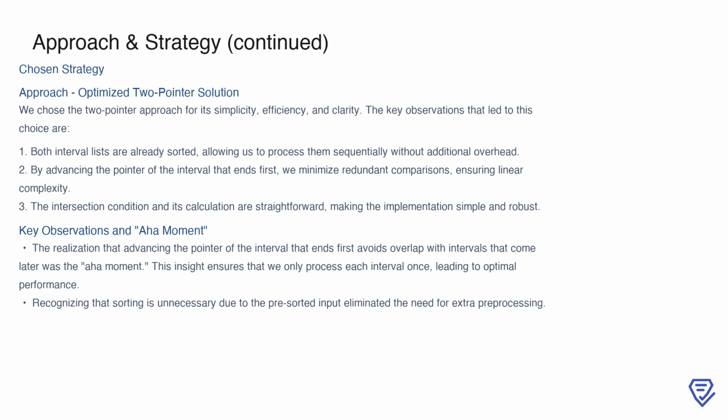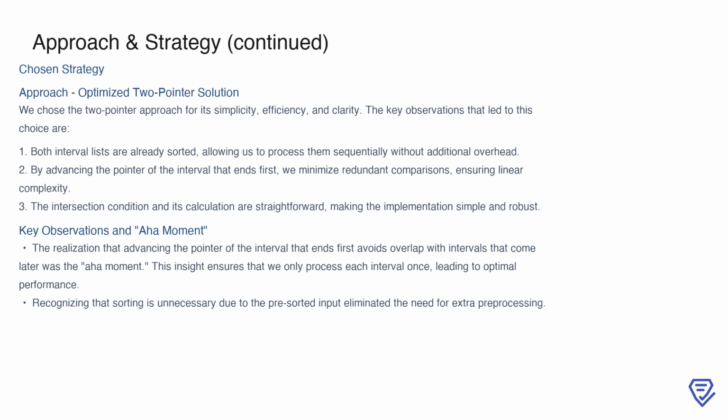Several key insights contributed to this decision. First, since the interval lists are already sorted, we can process them sequentially without any additional pre-processing, which eliminates extra overhead. Second, the strategy of advancing the pointer of the interval that ends first is critical. This ensures that we skip over intervals that are guaranteed not to overlap, minimizing redundant comparisons and maintaining linear complexity. These observations make the two-pointer approach both intuitive and robust.